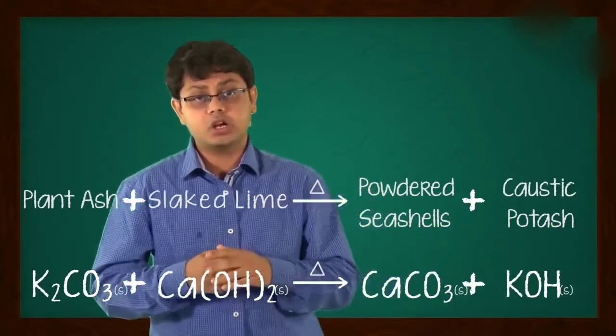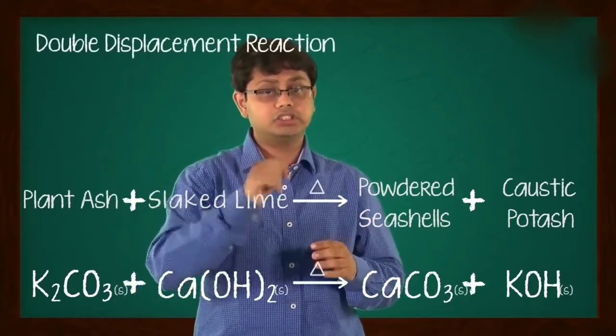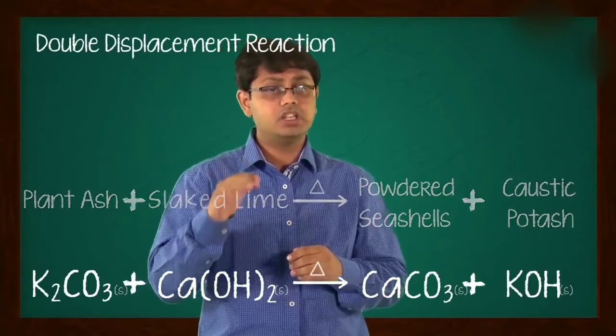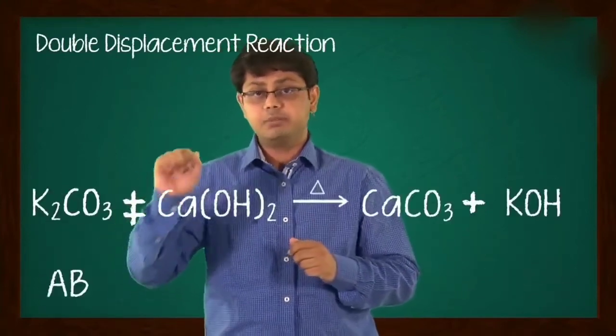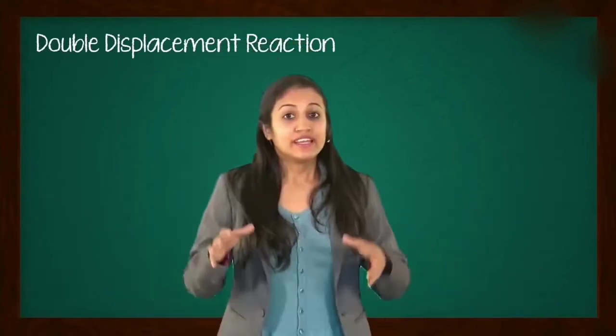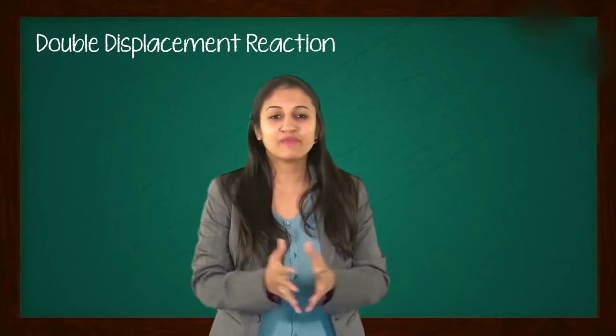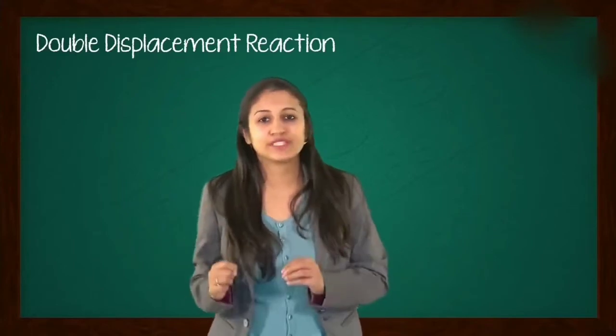And what we just saw was the next kind of reaction known as the double displacement reaction. And this can be represented in general as AB plus CD, giving you AC plus BD. Now that you've understood a perfect example for a double displacement reaction, let's look at some more examples to actually understand why the reactions work this way.